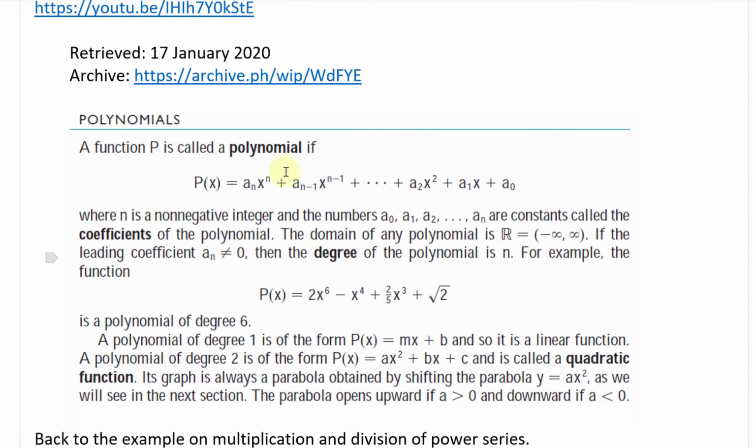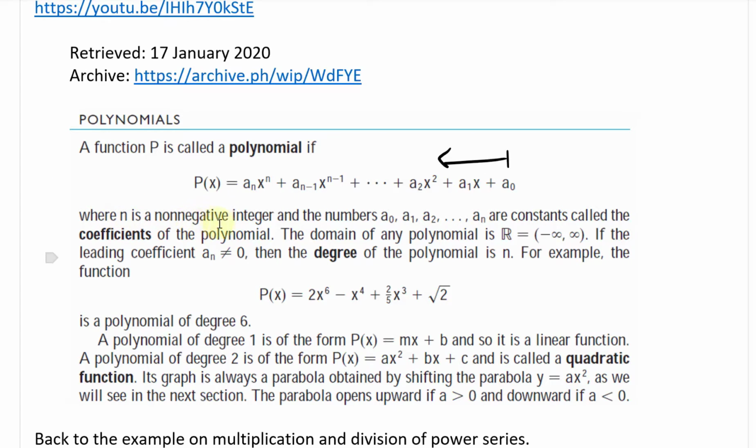A polynomial is called a polynomial if p of x equals an times x to the n, plus an minus 1 times x to the n minus 1, and this goes all the way to a0. In fact, this is just the power series, but it doesn't go to infinity, and some parts, the coefficient, may be 0. There's a0, and then x to the 0 is going to be equal to 1, and then we have a1 times x, and a2 times x squared. This just goes this way.